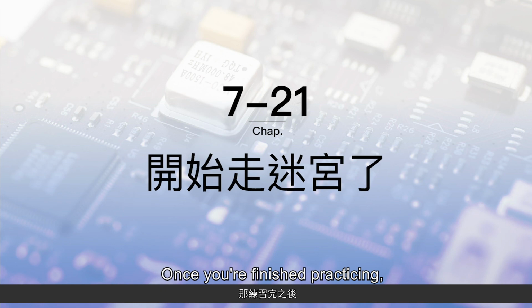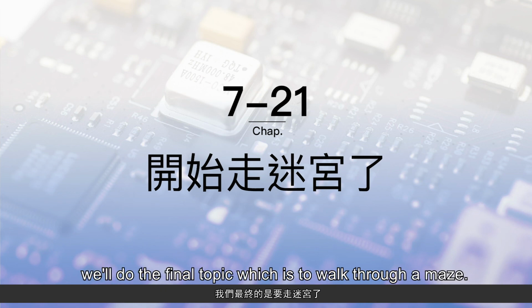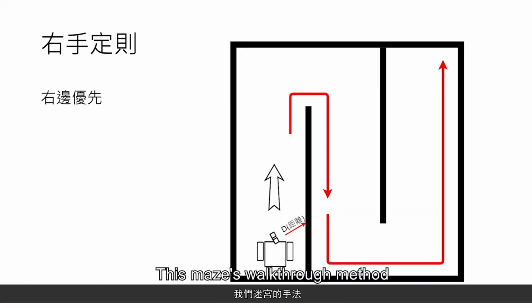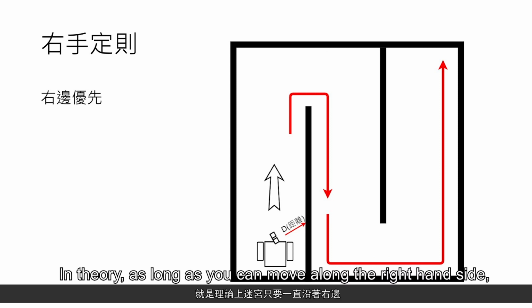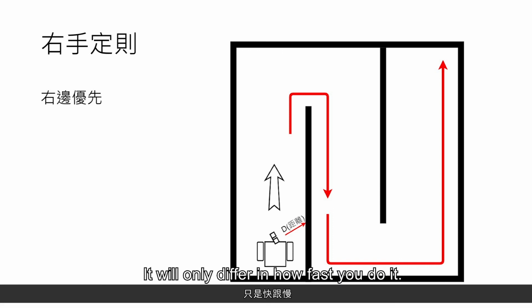Once you're finished practicing, we'll do the final topic, which is to walk through a maze. This maze's walkthrough method is called the right-hand side rule, which moves along the right-hand side. In theory, as long as you can move along the right-hand side, you can move towards the end and exit the maze. You're only differing in how fast you do it. You'll probably think this is quite stupid, but this is the basic foundation.